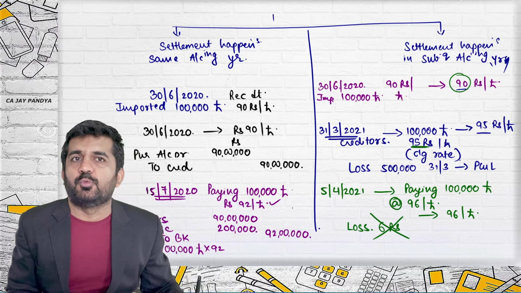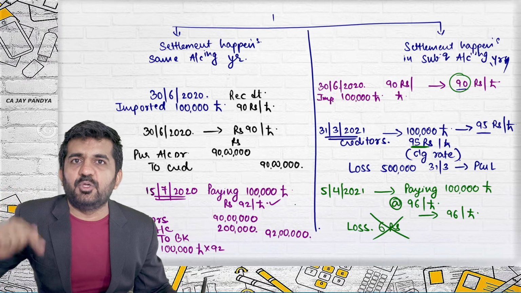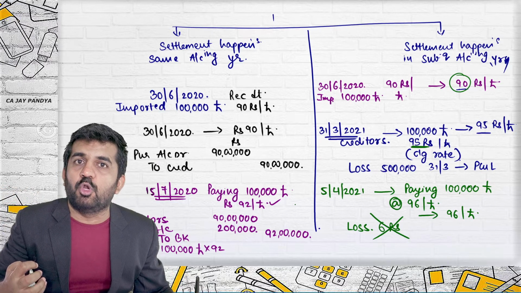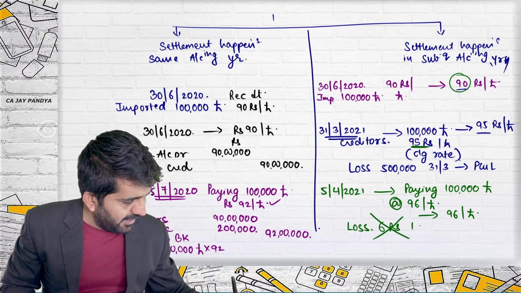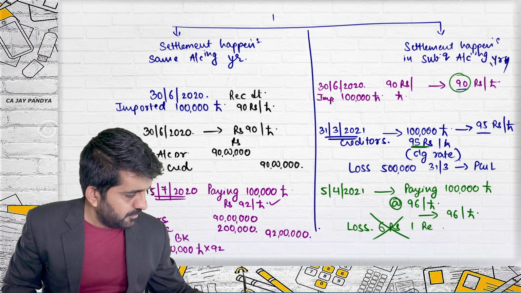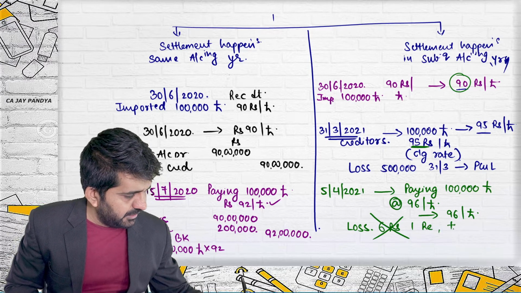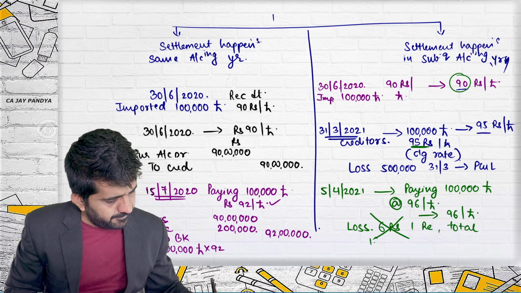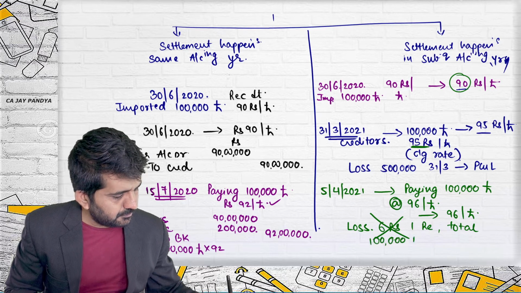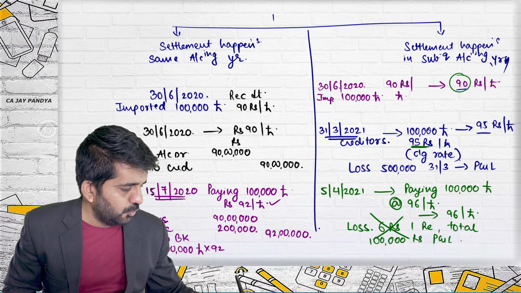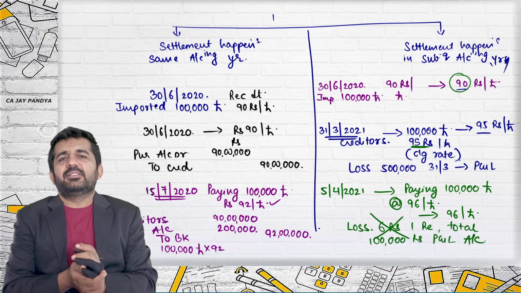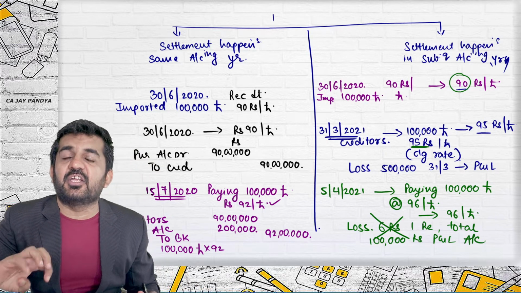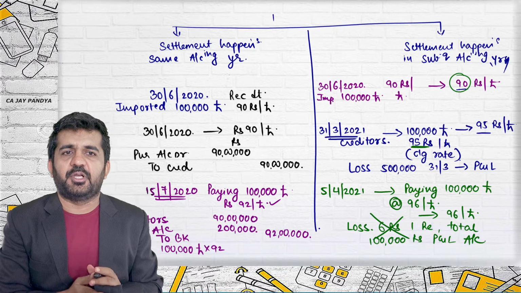Now this rate is to be compared. Why? 90 to 95, 5 lakh rupees you have loss already recorded. So the remaining 1 rupee loss, total 1 lakh rupees, will be transferred to P&L. Yes, if you are passing a journal entry, the difference of the journal entry you can transfer to P&L account.